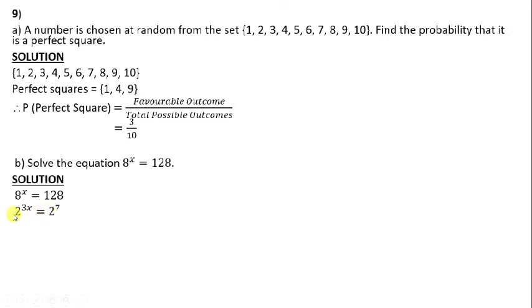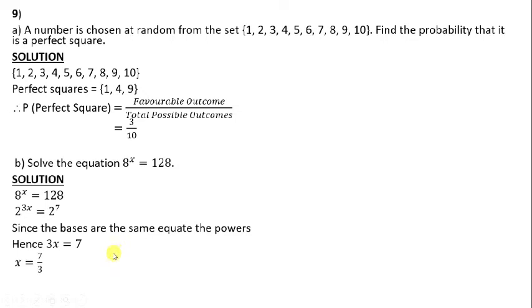Since our bases are the same, what we are supposed to do is to equate the powers. So we have 3x is equal to 7. To find the value of x, we have to divide both sides by the coefficient 3. Therefore, our x is equal to 7 over 3, which can also be expressed as a mixed fraction: 3 into 7 is 2, remainder 1, so 2 and 1 over 3.